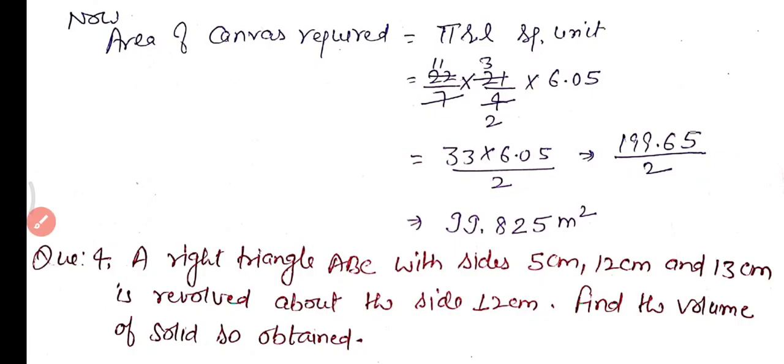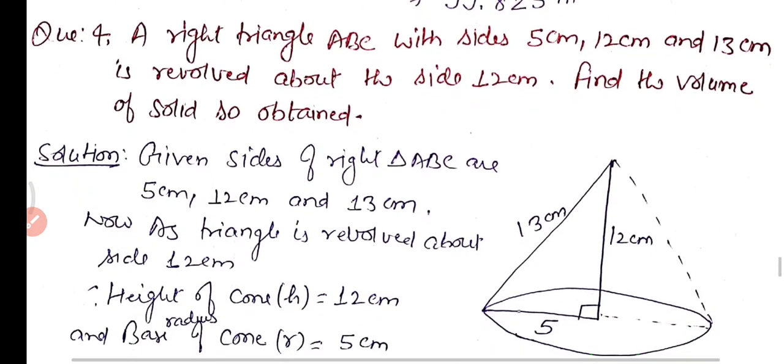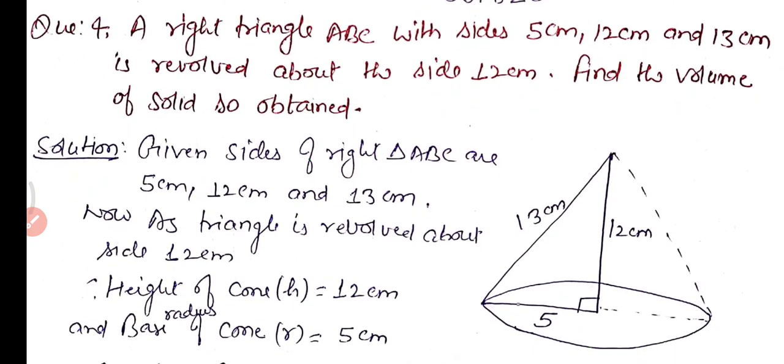So now we will proceed for question number 4. A right circular triangle, sorry, a right angle triangle ABC with the sides 5 cm, 12 cm and 13 cm is revolved about the side 12 cm. Find the volume of the solid so obtained. So see, when we revolve a right angle triangle, what do we get? We get a conical shape. So this is the solid shape, that is conical shape. So we need to find the volume of this shape.